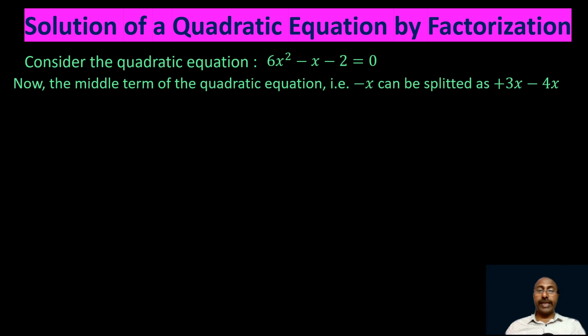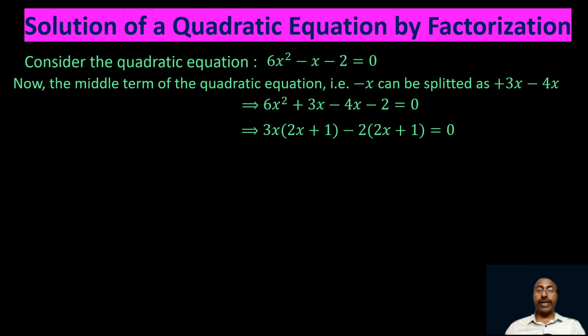So now take the equation 6x square minus x minus 2, and this minus x can be split as plus 3x minus 4x. And now among the first two terms we can take 3x common, and among the second two terms we can take minus 2 common. So if you take 3x common in the first two terms, what we get? 3x into 2x plus 1.